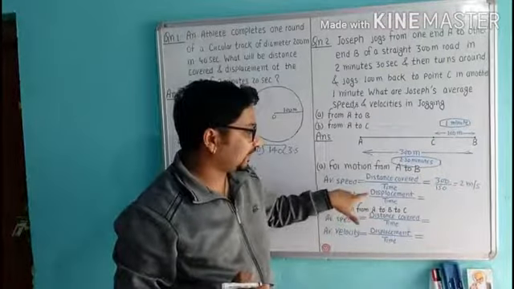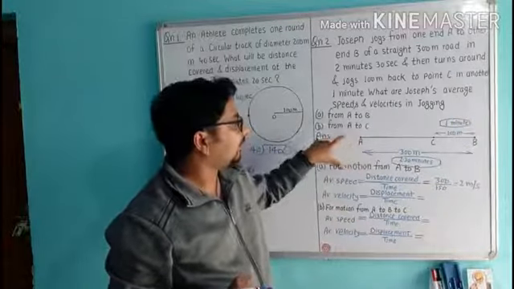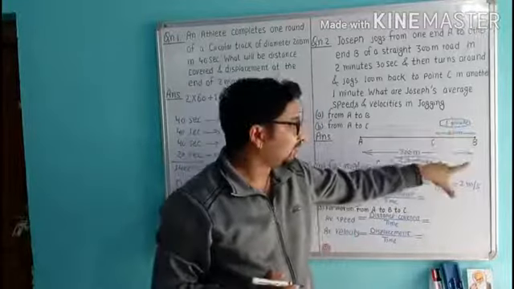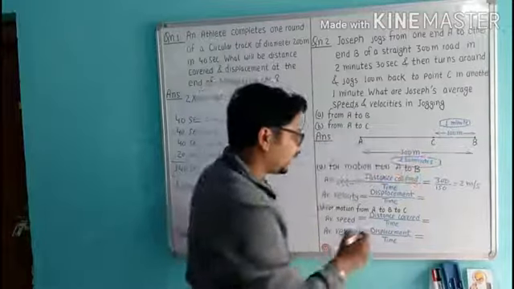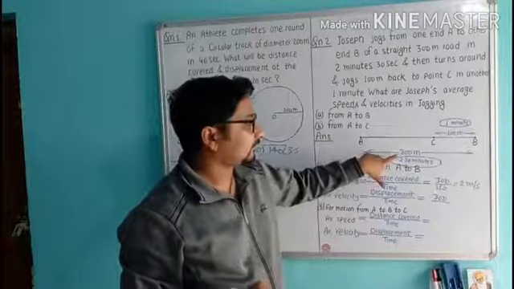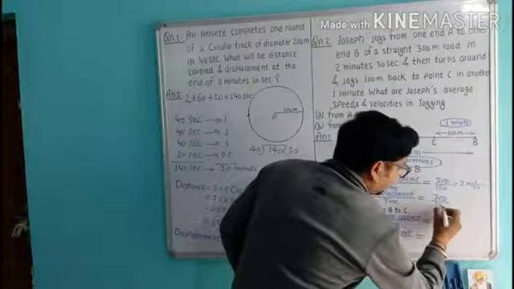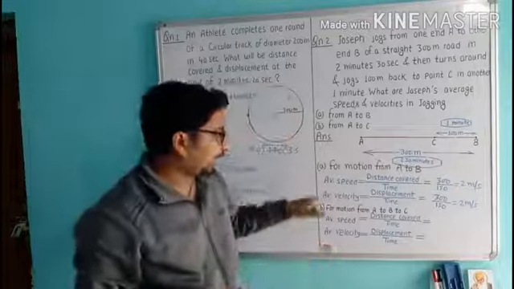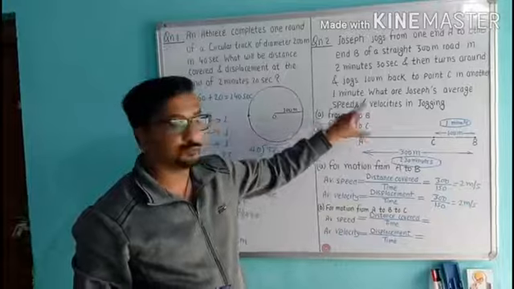Now average velocity. We know that average velocity is displacement upon time. Displacement for motion from A to B, initial position is A, final position is B, 300 meter apart from each other, that means displacement will be 300 meter. And time will be 2 minutes 30 seconds, that means 150 seconds. That means the same 2 meter per second. Average speed and average velocity are the same for motion from A to B.